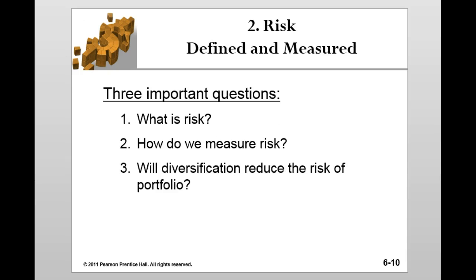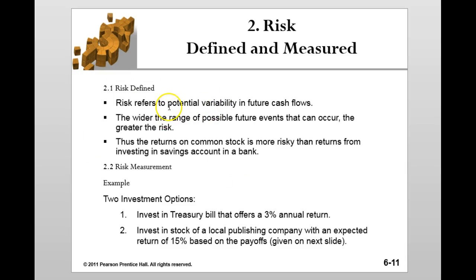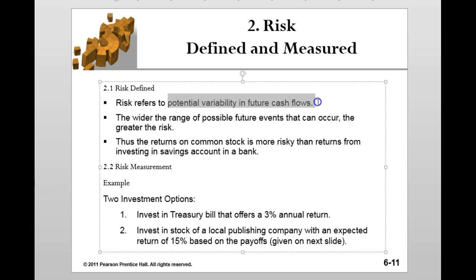So there are three important questions to ask here. One, what is the risk? How do we measure that risk? And will diversification reduce the risk? That's what the whole chapter is about: find that risk, measure it, and see how we can diversify that risk out. Risk is defined as the potential variability in future cash flows. If anybody has watched the stock market, you know it goes up and down, and the variability of stocks in that up and down motion is the risk. So the wider the range of possible future events, the greater the risk.